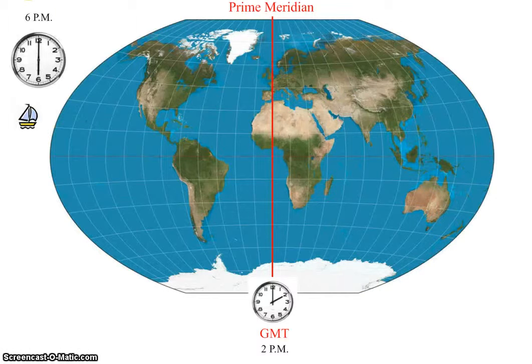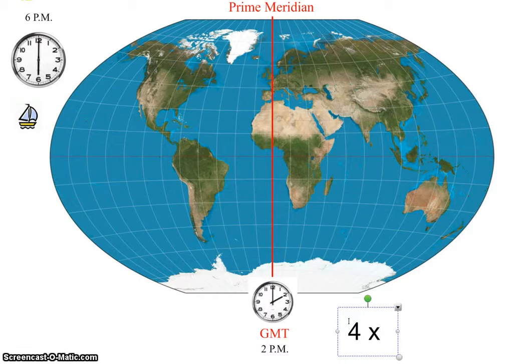So here's how they did it. Let's say that on the ship, it was 6 p.m. And on the boat, there would have been a clock that had Greenwich Mean Time. Let's say in Greenwich, it's 2 p.m. So we have to do a couple of things here. The first thing we need to do is figure out the time difference between Greenwich and the ship. So I can see from 2 p.m. to 6 p.m. is a 4-hour difference. So that means that the ship is 4 time zones away from Greenwich.